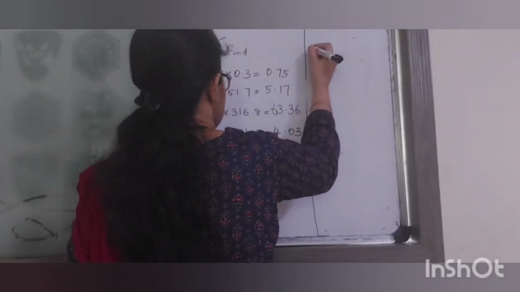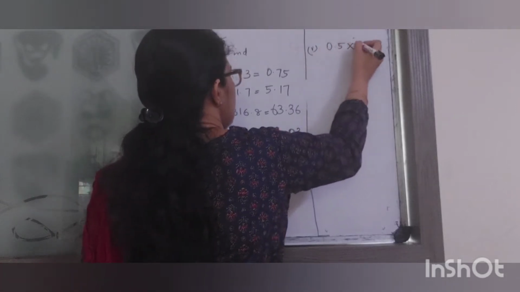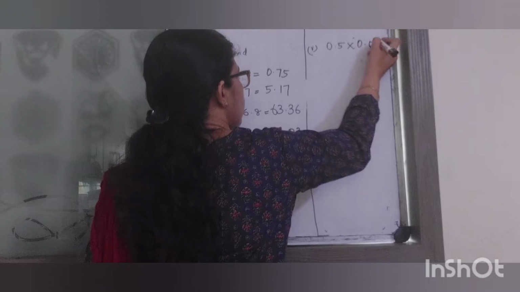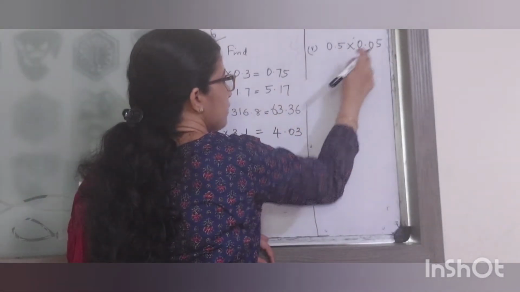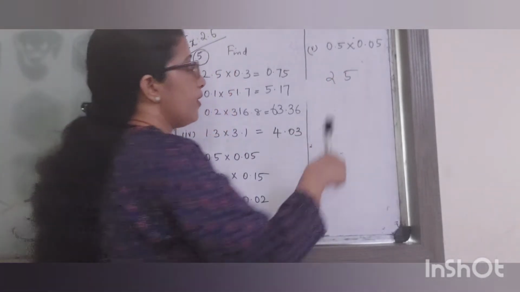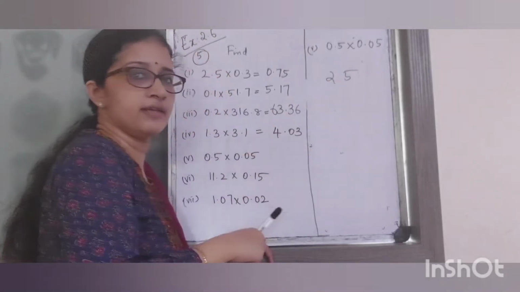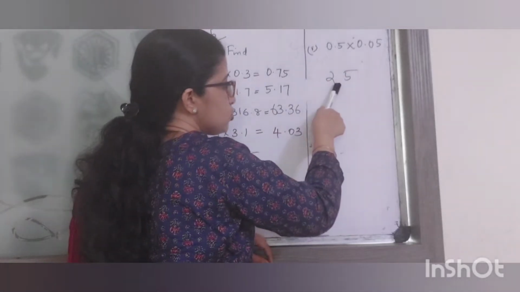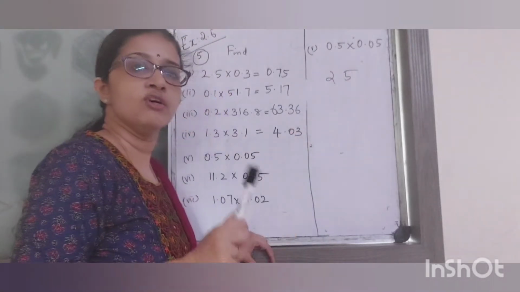Fifth question is 0.5 into 0.05. Now if we ignore the decimal point, 5 5s are 25. Where should we put the decimal point? Here one digit is there to the right, here 2 digits are there to the right. So in the answer, how many digits should be there to the right of the decimal point? 1 plus 2, which is equal to 3.